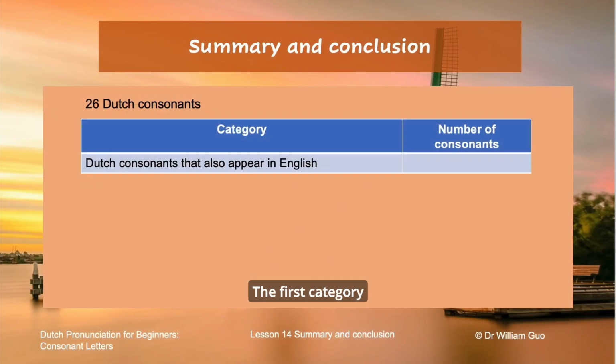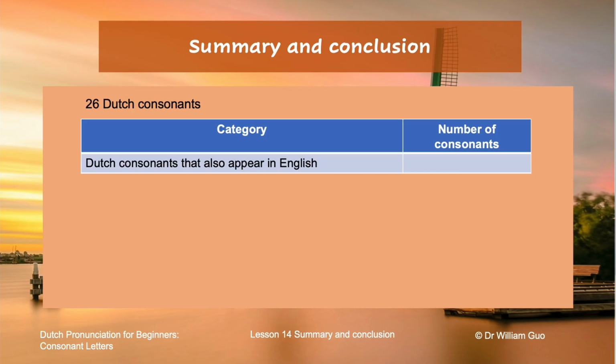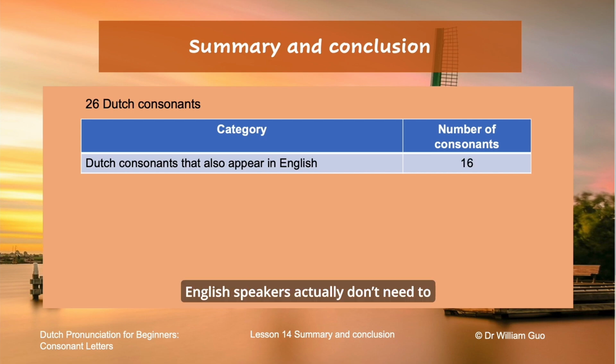The first category consists of Dutch consonants that also appear in English. This is the majority of the 26 Dutch consonants, namely 16 of them. English speakers actually don't need to specifically learn these 16 consonants because they are already using them in English.